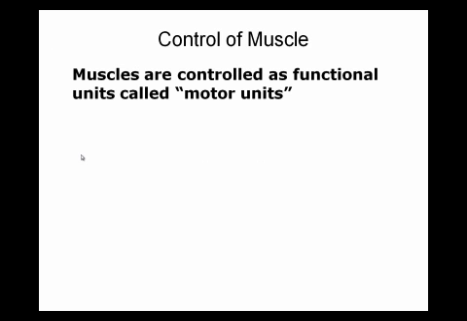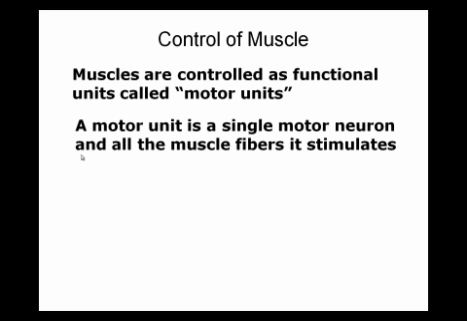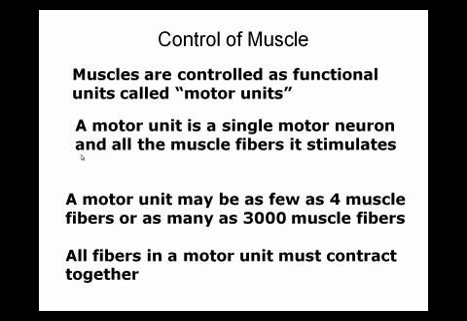17.5, Control of Muscle Contraction. Muscles are controlled as functional units called a motor unit. This is a single motor neuron and all of the individual muscle fibers that it stimulates. If an action potential is arriving on the motor neuron, it is going to stimulate all of these muscle fibers and they will contract simultaneously as a unit.